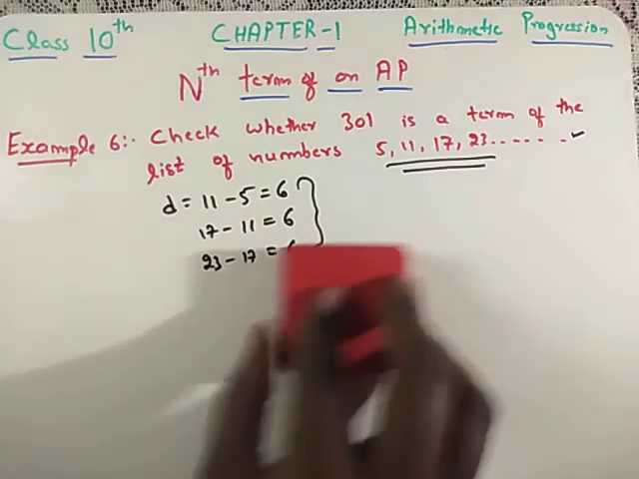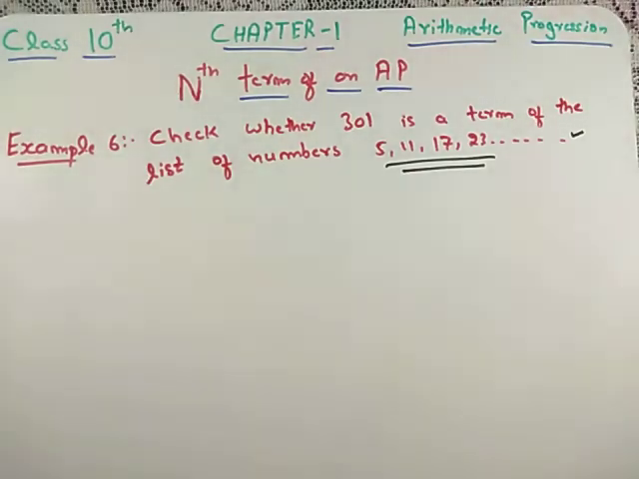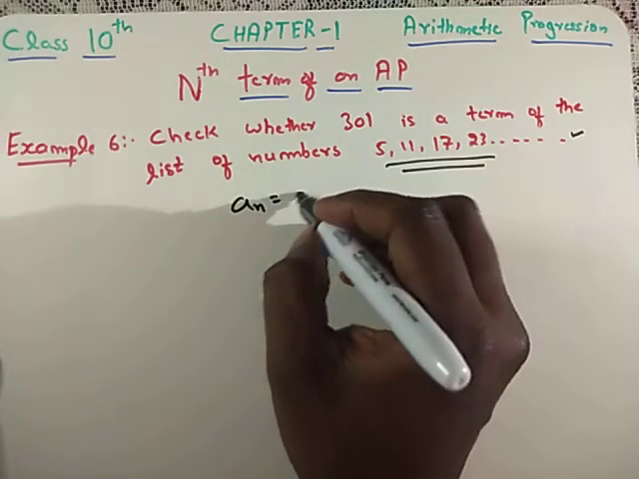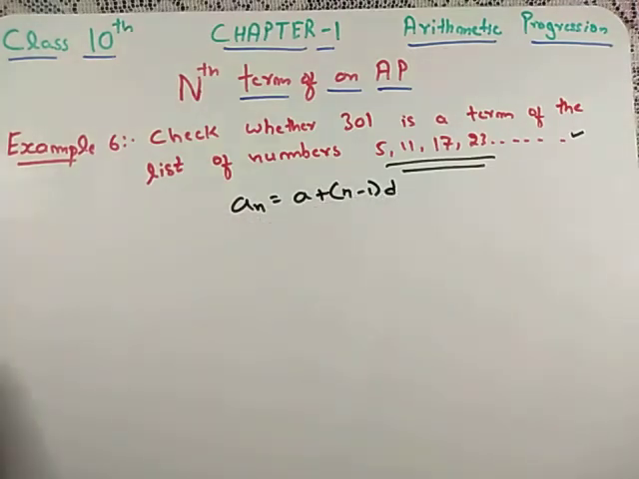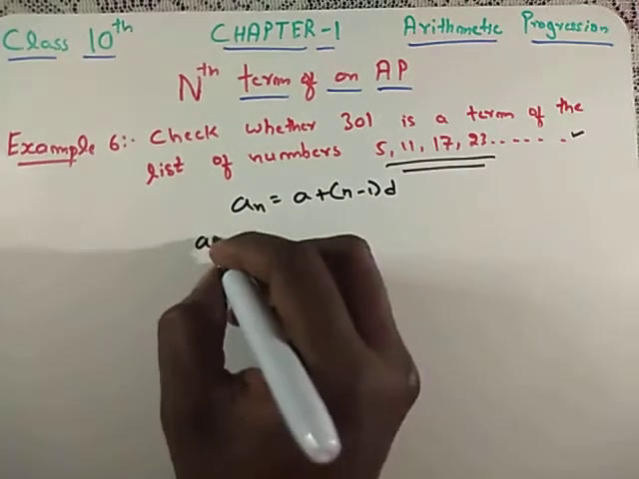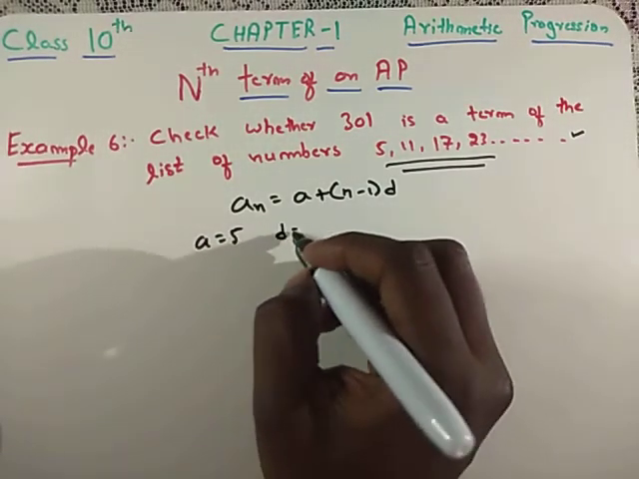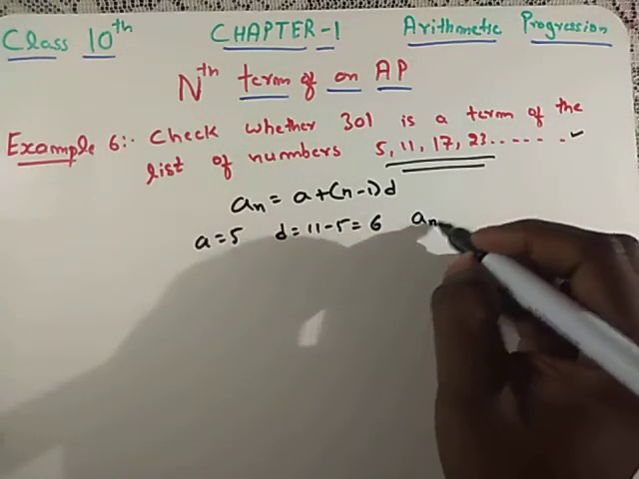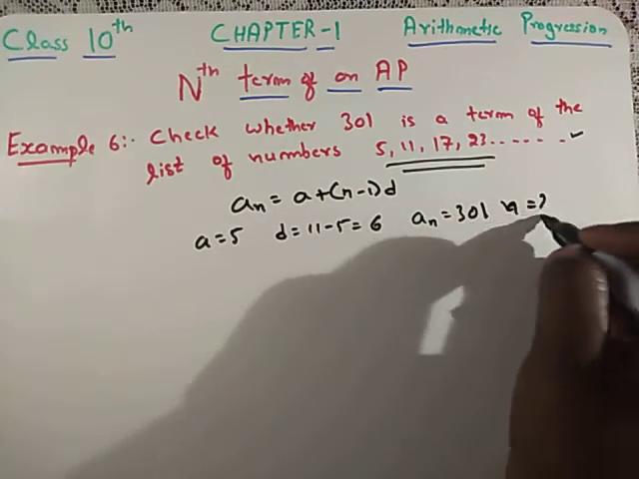Now, to check whether the number 301 is a term of this arithmetic progression, let us write the formula for the nth term of an arithmetic progression, that is a_n is equal to a plus (n minus 1) into d. Here the value of a is equal to 5, and the common difference d is equal to 11 minus 5, which is equal to 6, and we take the value of a_n as 301, and we have to find the value of n.